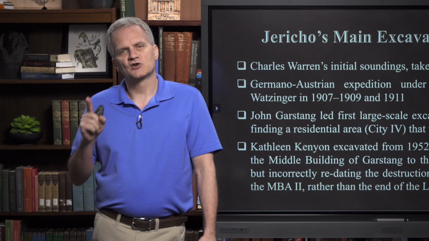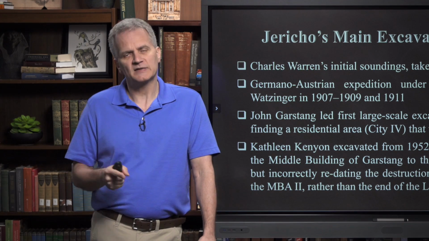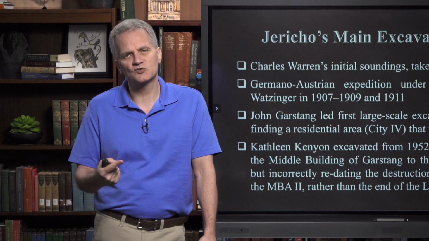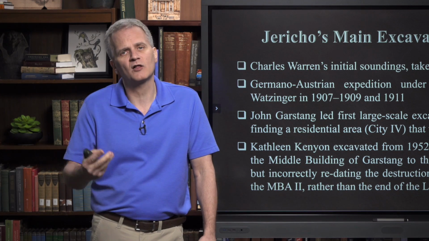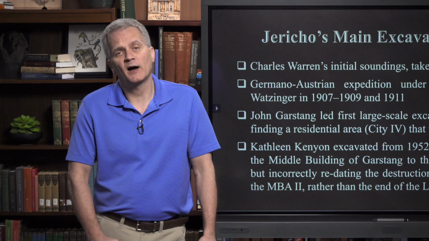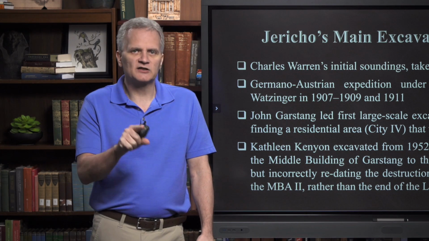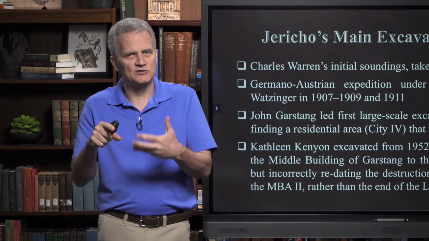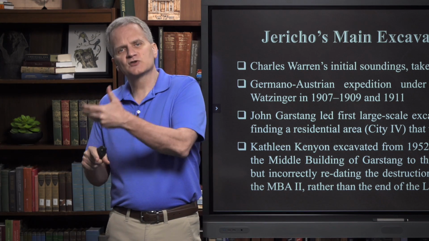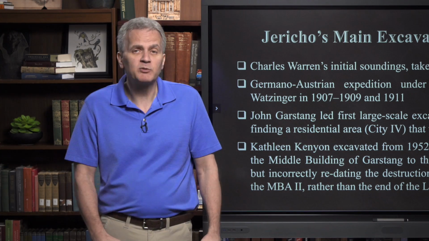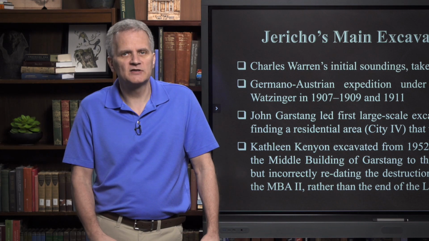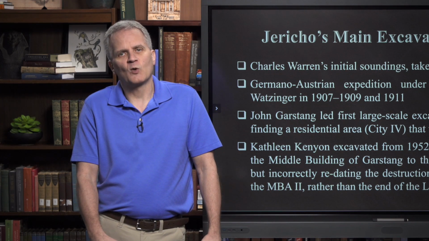So, John Garstang was a British scholar. He believed in the historical accuracy of much, if not all, of the Hebrew Bible, and so for him, he was able to connect the destruction of Jericho that he called City 4 with the destruction under Joshua, and he published as such. And he obviously was not well received.